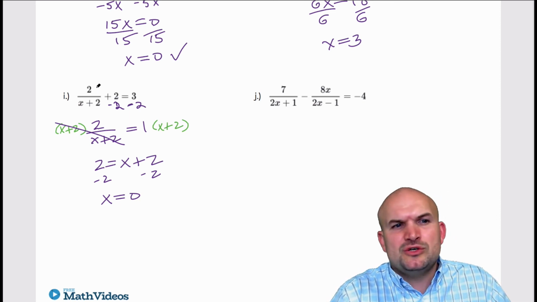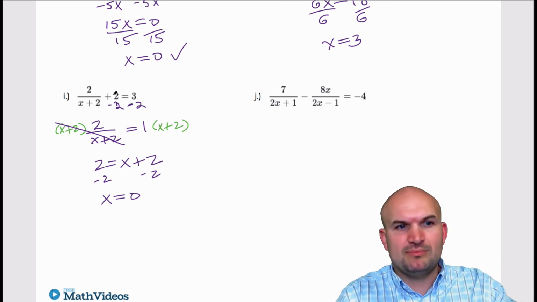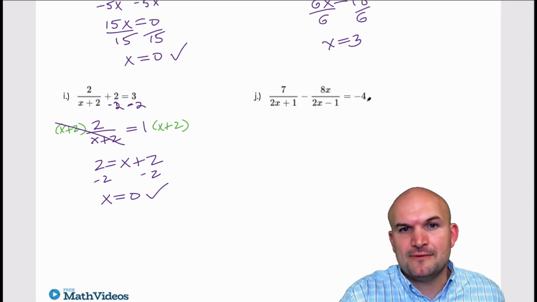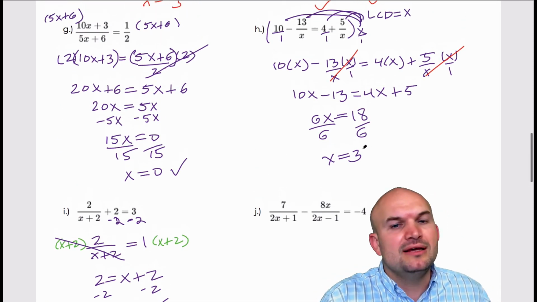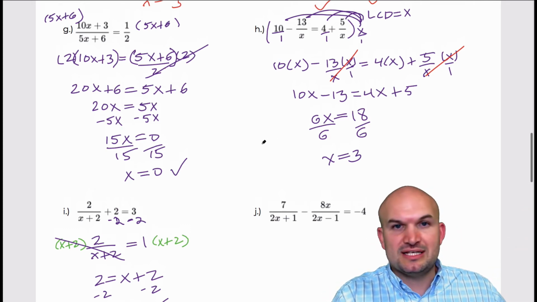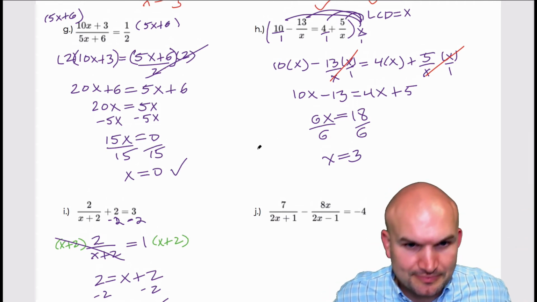Like 0 plus 2 is 2. 2 divided by 2 is 1. 1 plus 2 is 3. And like you can see, it works out. And I did forget to check this solution as extraneous. Obviously, the only denominator is 3. So if I was to plug 3 in for x, you could see that would not be extraneous. So we're good to go.